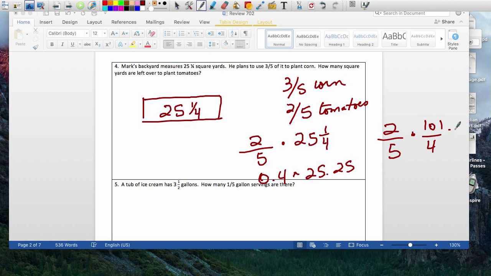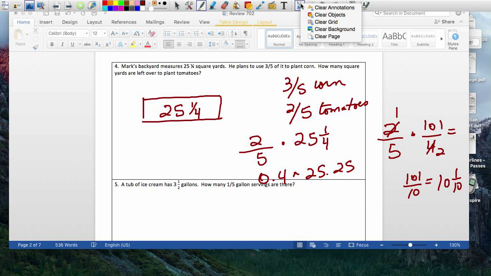So the choice is yours. I can simplify this. 1 over 2, so it's 101 over 10, right? 1 times 101 is 101, 5 times 2 is 10, and that's going to give us as a mixed number 10 1/10. So how many square yards are left to plant the tomatoes? It would be 10 1/10 square yards left to plant the tomatoes. So maybe actually in this case, fractions would have probably been a little bit faster. Okay.